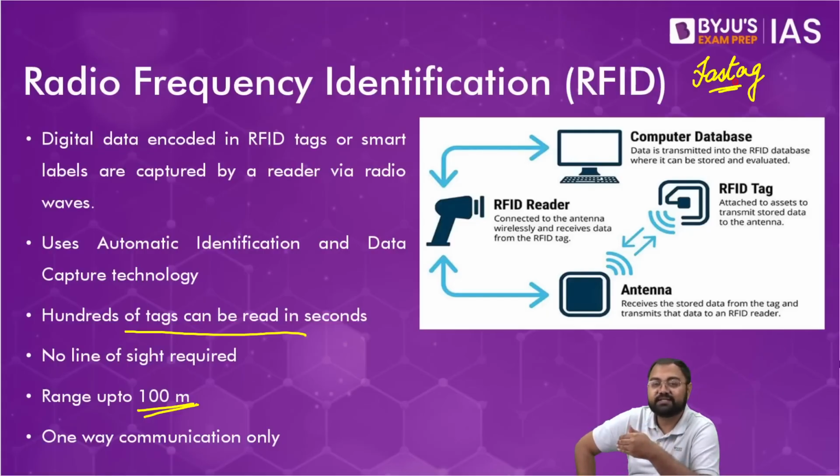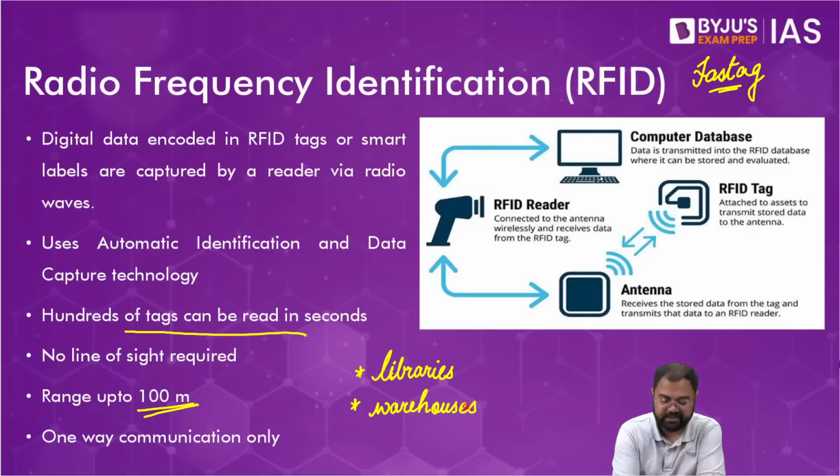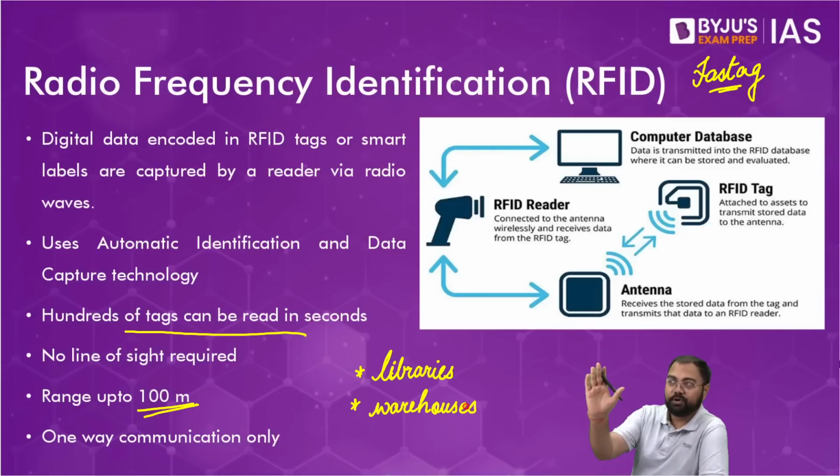Similarly, there are other areas where we can make use of radio frequency identification. For example, RFID can be used in libraries and in warehouses. Even in a library, for example, there would be thousands of books perhaps. Reading through all the thousands of books can be done through RFID.